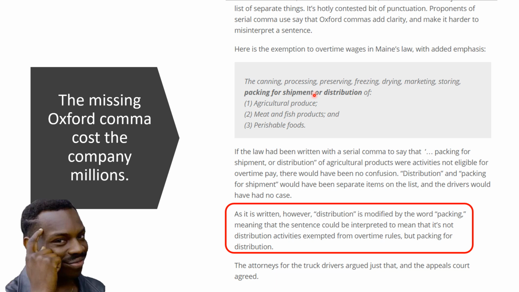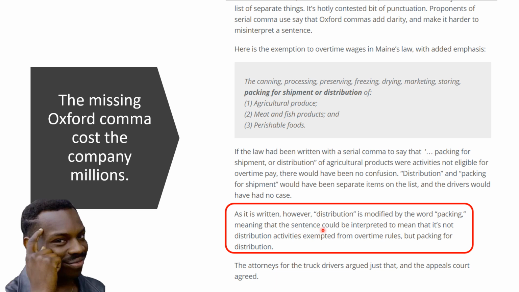Pag naglagay ka dyan ng comma, this and this are two separate items. And therefore, walang case. The drivers cannot insist to be paid because distribution is clearly an exemption for overtime pay. However, the word distribution is modified by the word packing, okay?